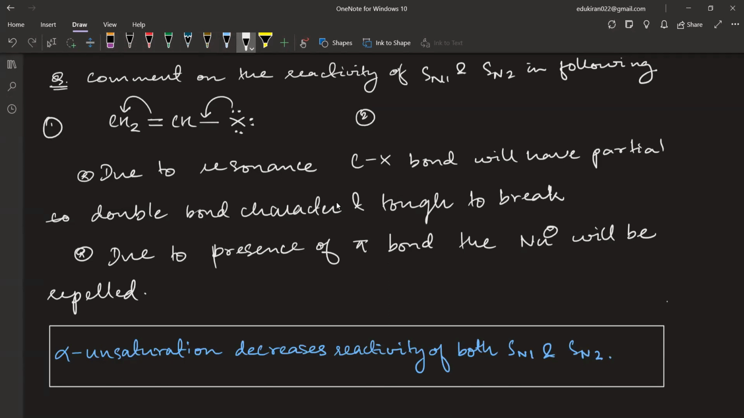The same case will also be there if you have a benzene ring. If there's a haloarene, it will not show SN1 or SN2. They will not show any kind of nucleophilic substitution. These are the two points: alpha unsaturation decreases the reactivity of both SN1 and SN2. Is that clear, Sandeep? Yes.